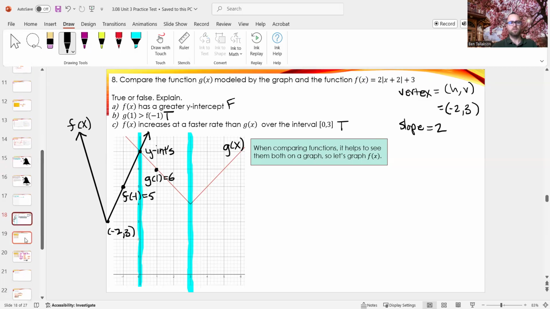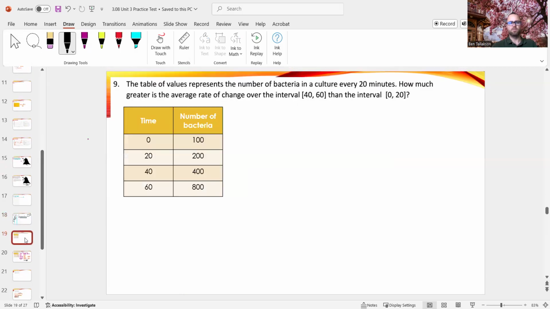Okay, let's move on. Number 9, we have a table of values. It's representing bacteria in a culture every 20 minutes. And the big question is, how much greater is the average rate of change over the interval 40-60 compared to the interval 0-20?